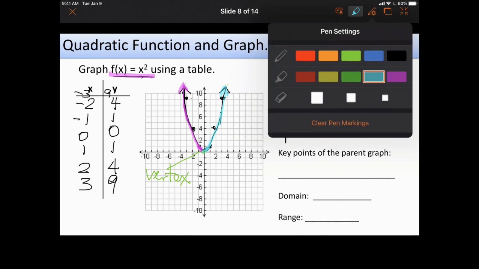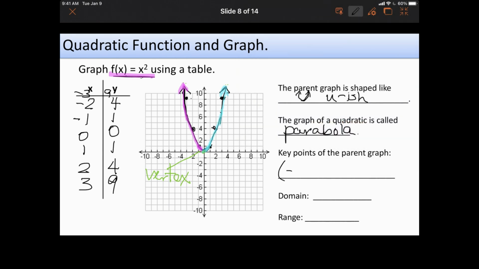So the key points for this one are -2, 4; -1, 1; 0, 0; 1, 1; and 2, 4. For absolute value, these are the same, but you can see that these jumped, so it's going to get higher.